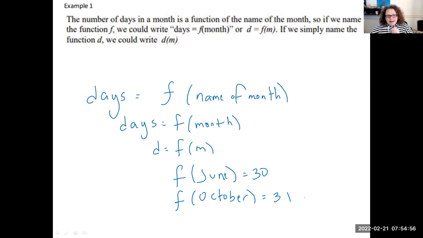However, we can't say, well, what's the function of 30? Well, you're not going to get June. You're going to get lots of different ones. Same thing with function of 31. You're going to get January, October, December. That's not a function at that point. In this regard, the function of June, you're going to get one and only one answer. And that's what a function is.